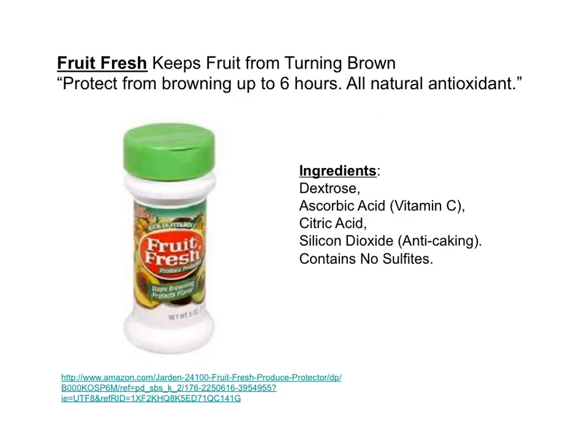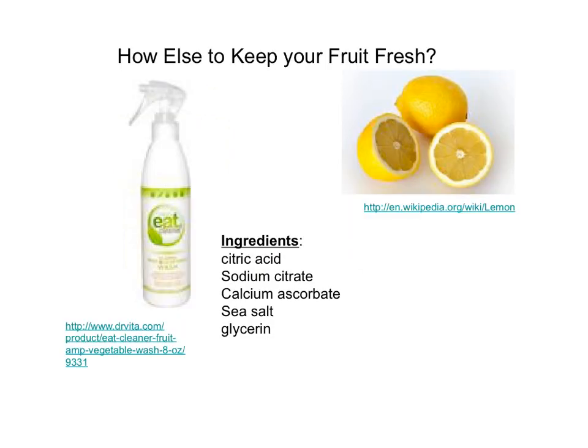You may use Fruit Fresh to keep your fruit from turning brown. Citric acid is the buffer, and then vitamin C is the antioxidant. Here are two other products to keep your fruit fresh. Note that these products contain acid, in this case citric acid, and sodium citrate is the conjugate base of citric acid. Calcium ascorbate is the conjugate base of vitamin C.